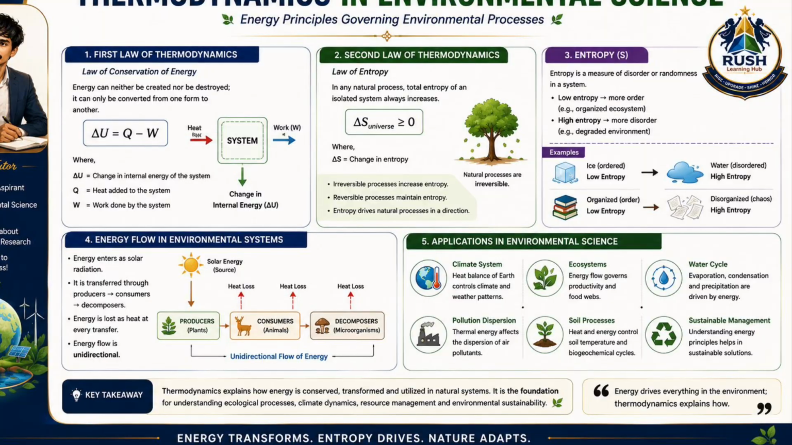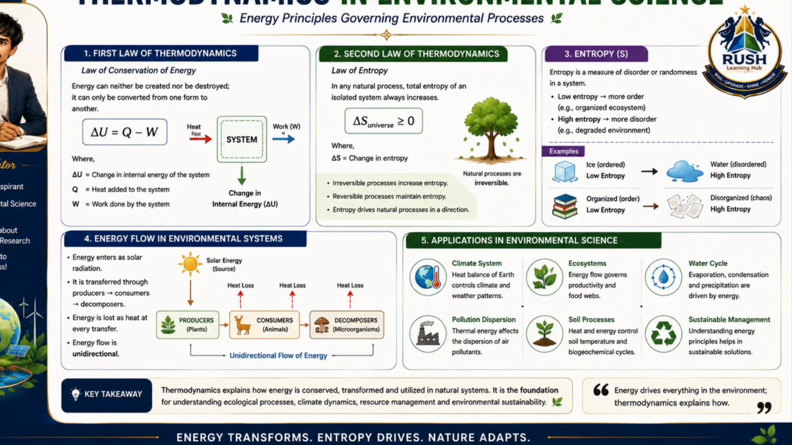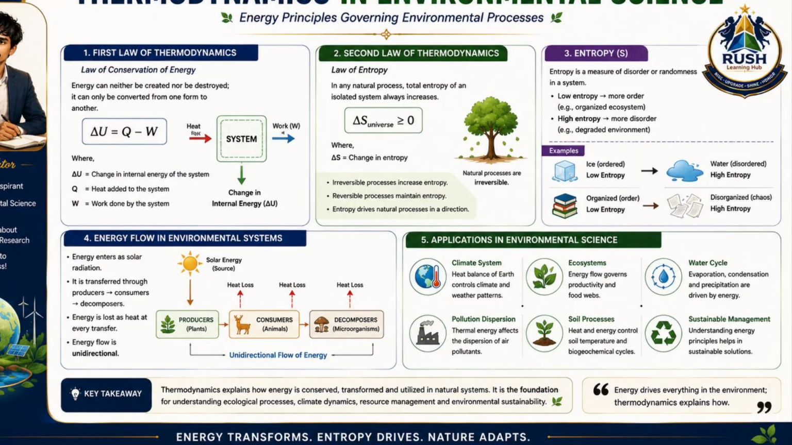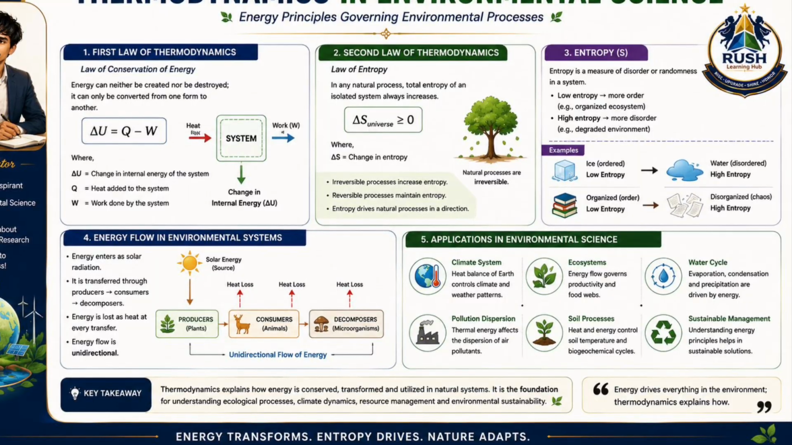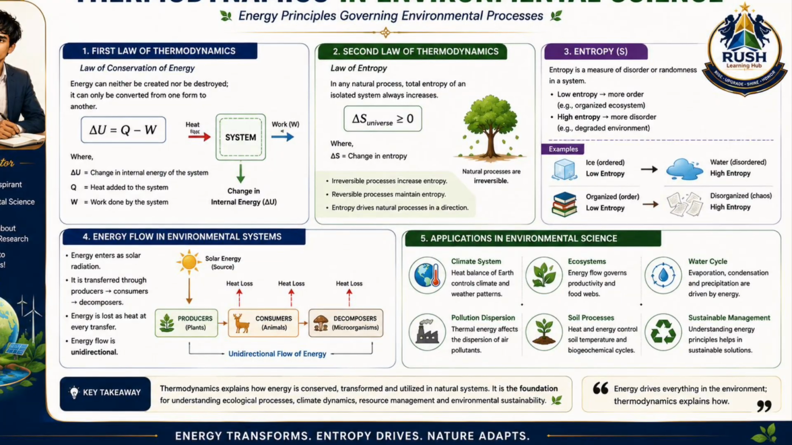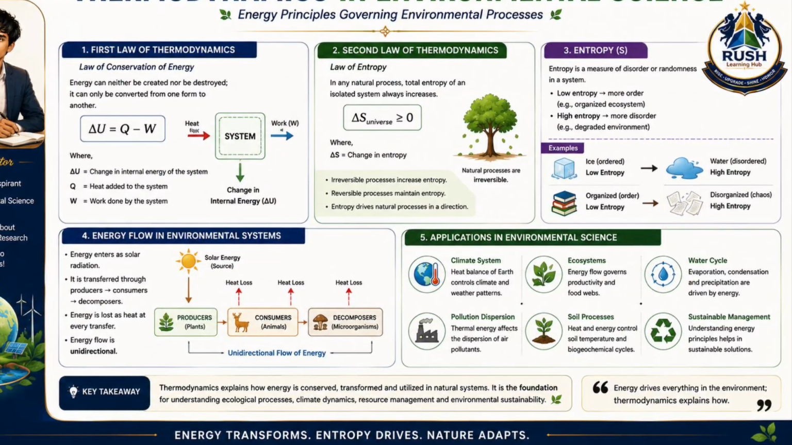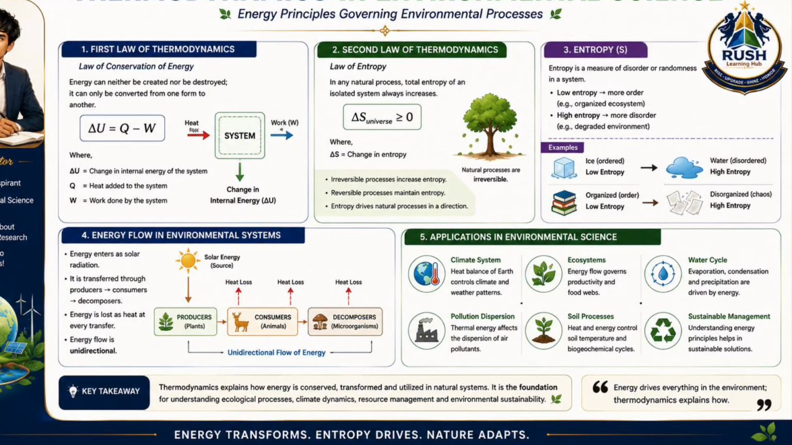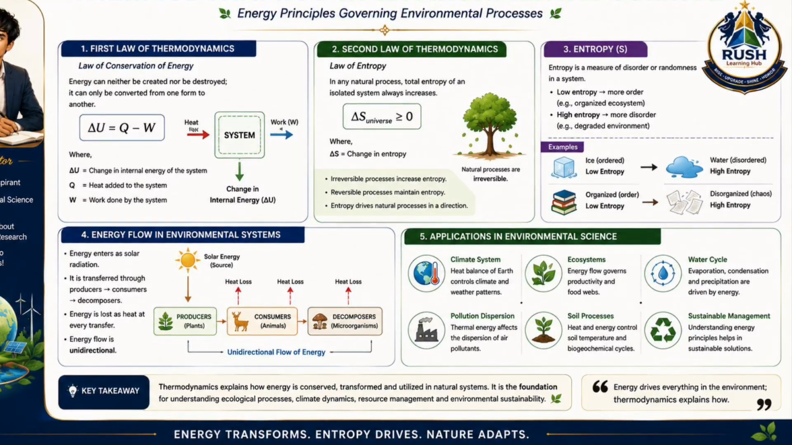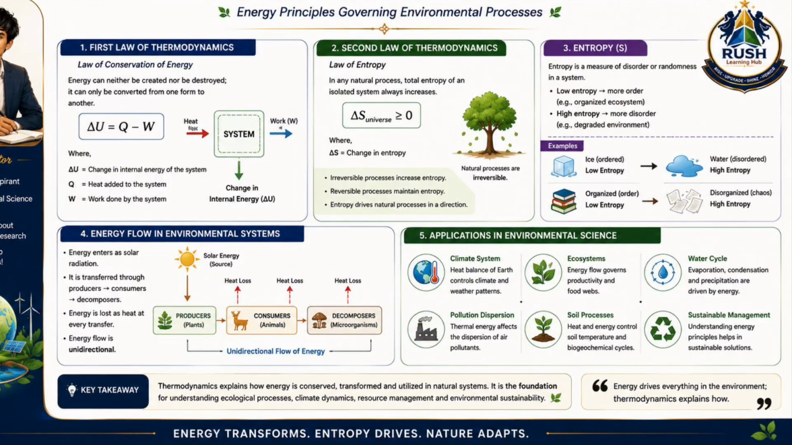For example, when plants capture solar energy, only a fraction is converted into biomass. When herbivores consume plants, much of that energy is lost through respiration and metabolic activities. The same pattern continues at higher trophic levels. Therefore, available energy decreases as we move through food chains and food webs.